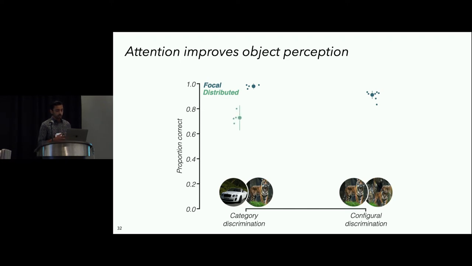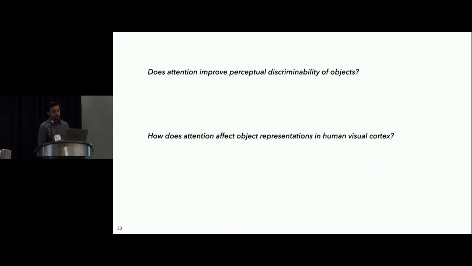But when cued to split their attention, subjects' performance drops significantly for a categorical discrimination, but we observe an even bigger drop in performance when splitting attention for configural discrimination. So from this, we conclude that yes, focal spatial attention does improve object perception, more so for configural discrimination than for featural discrimination. All right, next we'll look at the effect of attention on visual cortex responses.